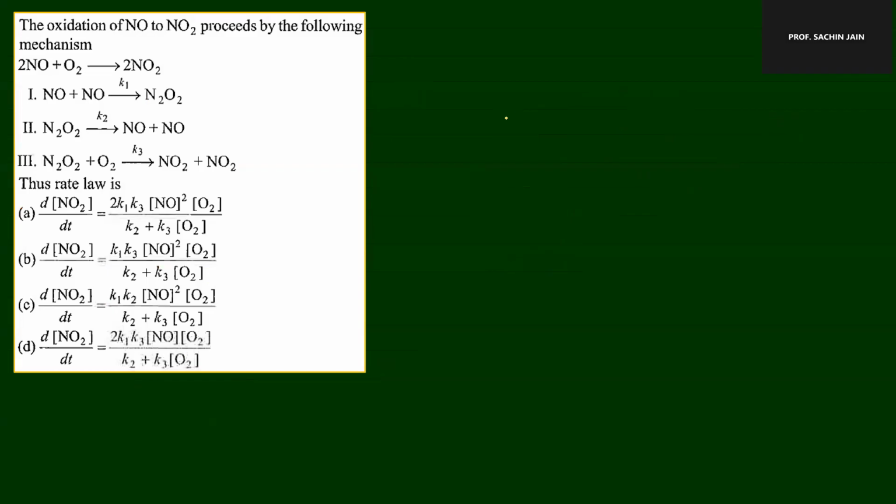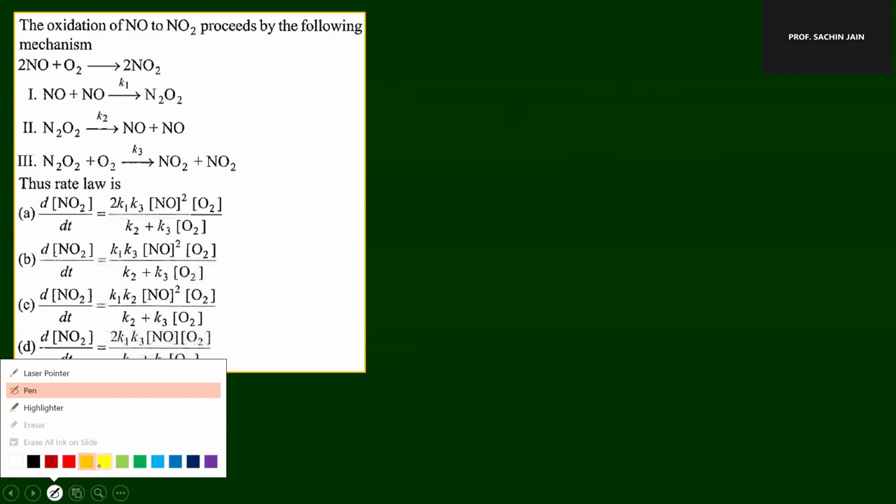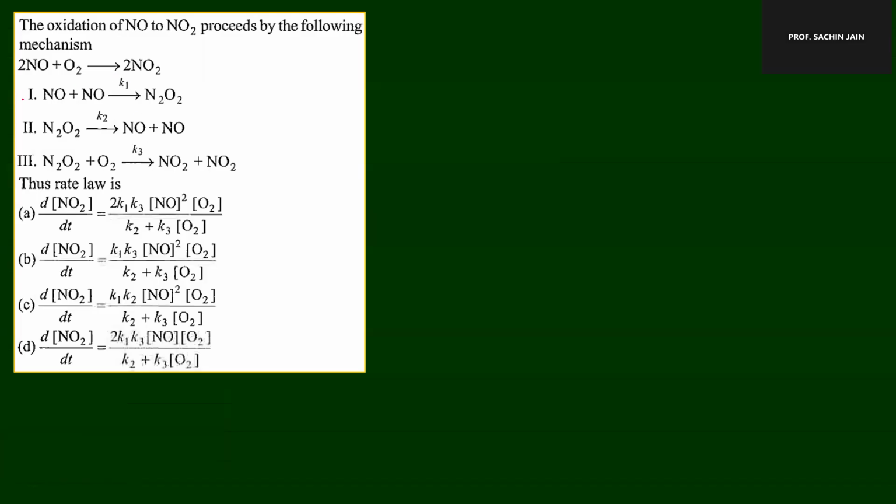Now this is something like an additional concept. Let's look at the question first. There is oxidation of NO to NO2 proceeding by the following mechanism. The oxidation of NO giving NO2 follows a three-step mechanism. NO plus NO giving N2O2 via rate constant K1, N2O2 giving NO plus NO via K2, and N2O2 oxidizes via K3 to NO2 plus NO2. Thus, the rate law in terms of d by dt of NO2 is asked.